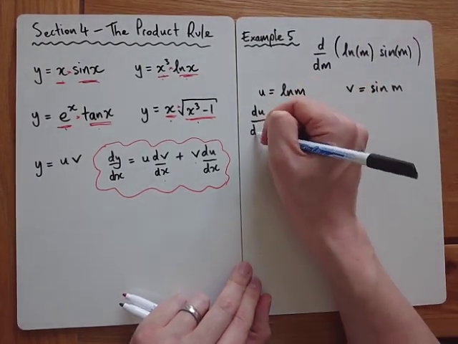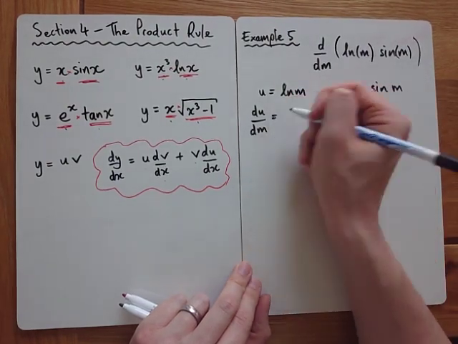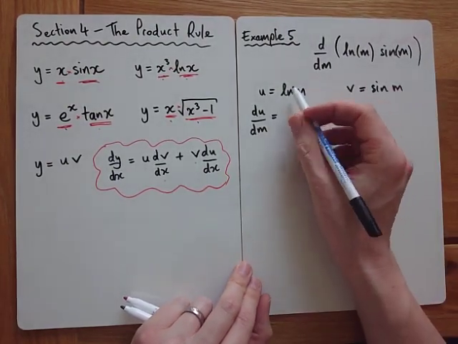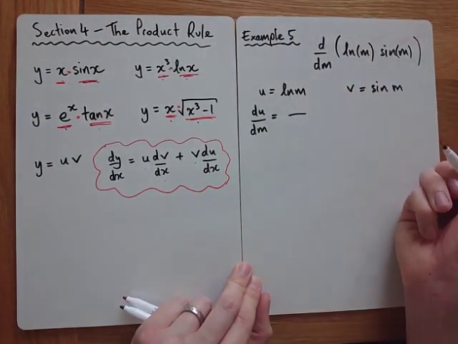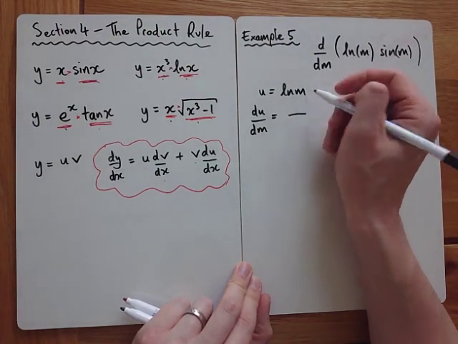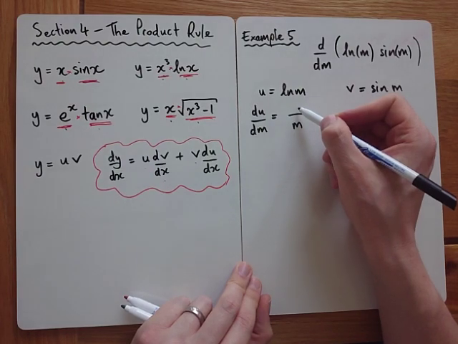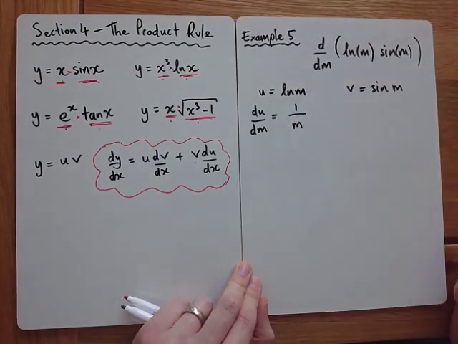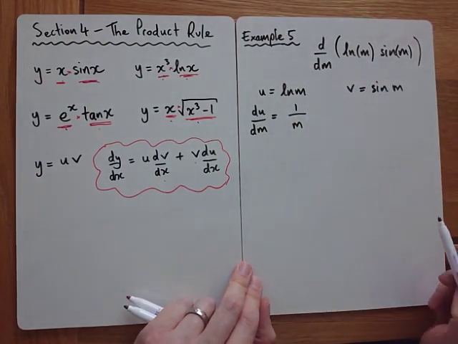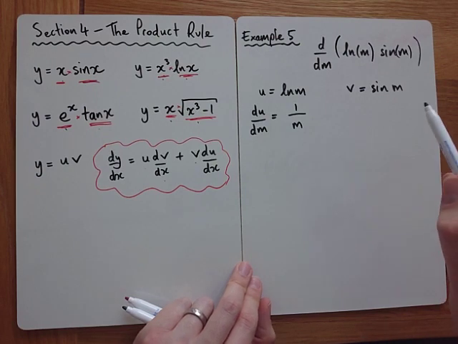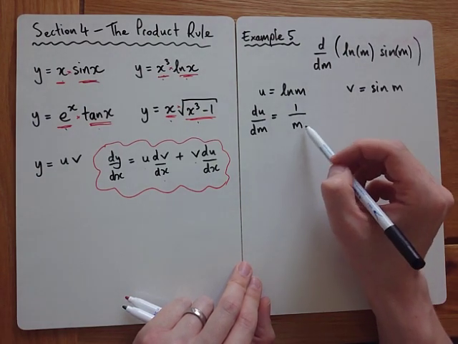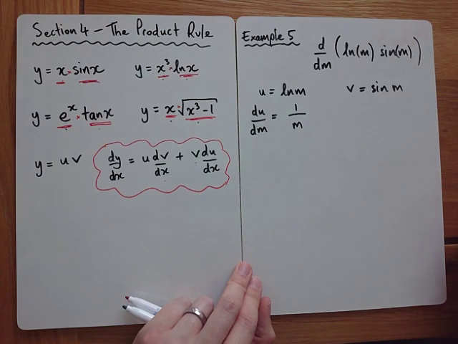du by dm. Remember, when we differentiate a log, it becomes a fraction. The function inside is m, so we get m on the bottom, and the derivative of m, which is just 1. Don't forget, m is our variable. If you differentiate x with respect to x, you get 1. If you differentiate m with respect to m, you get 1.